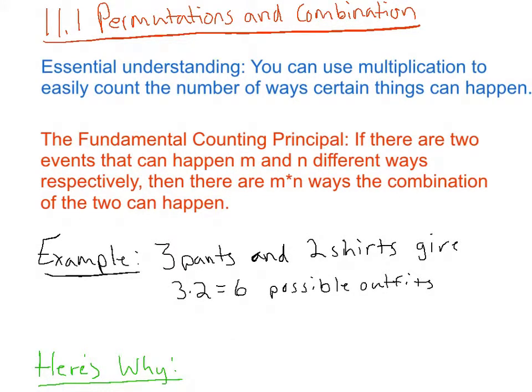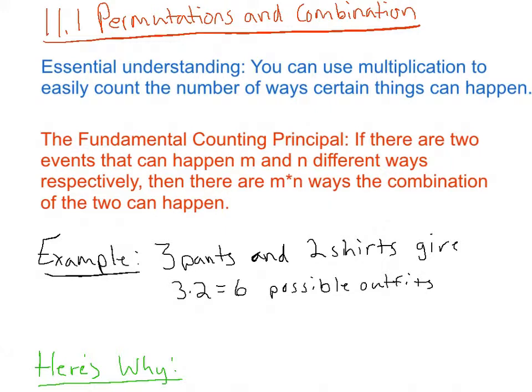Hello everybody. Today we're learning about permutations and combinations. The essential understanding says that you can use multiplication to easily count the number of ways certain things can happen. And to do that we have a fundamental counting principle. What this says is that if there are two events that can happen m and n different ways, respectively, then there are m times n ways the combination of the two can happen.